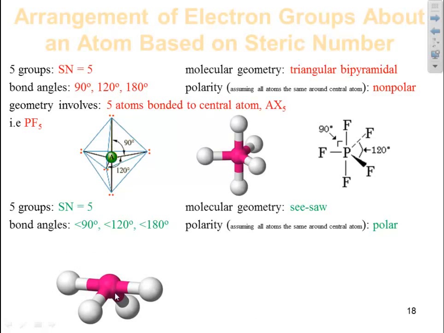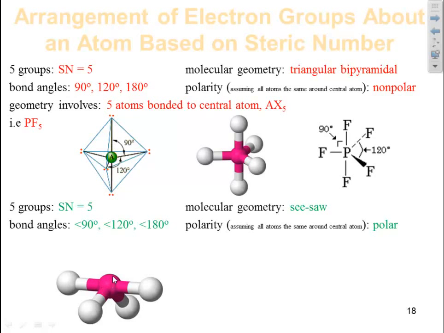Bond angles, they're going to be less than in all the bond angle cases, because that lone pair is going to take more room and push down. So this 180 degree is now going to be less than 180. This 120 is going to be less than 120, as well as this 90 is going to be less than 90. Everything's going to be kind of moving in toward each other because of that lone pair.